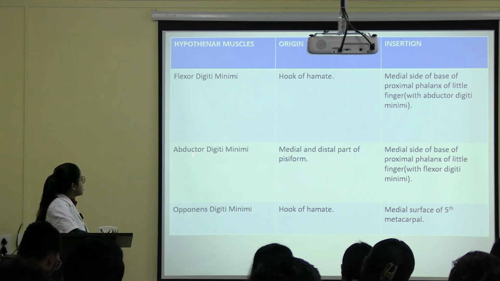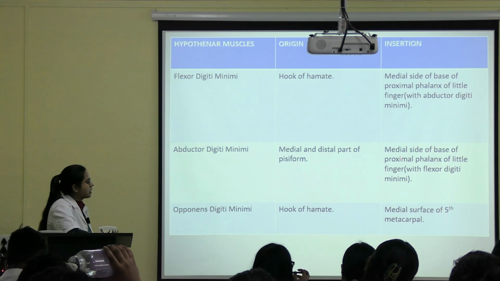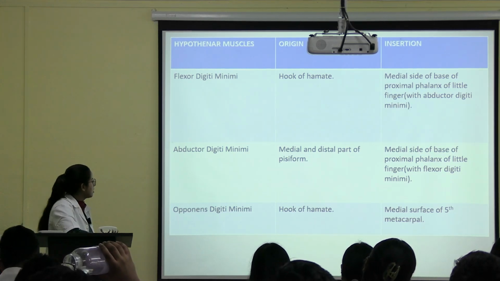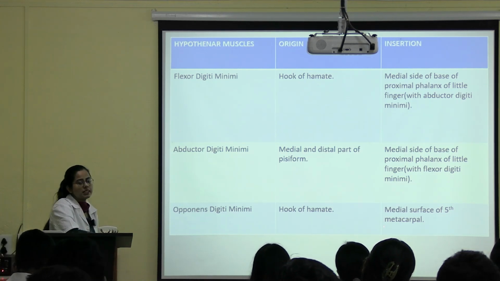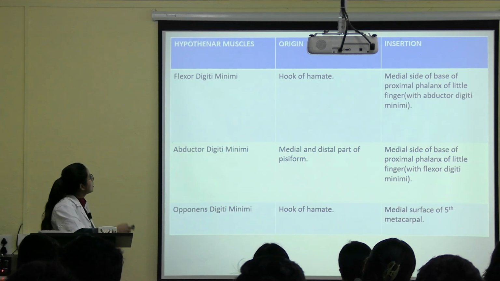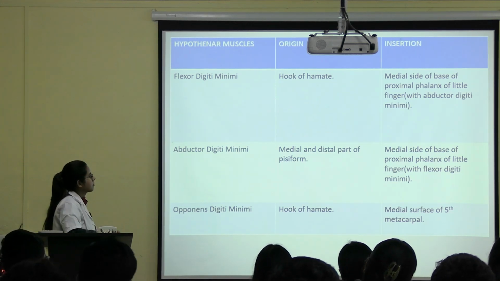Similarly, abductor digiti minimi from medial and distal part of pisiform and getting inserted in medial side of base of proximal phalanx of little finger. Okay. Opponens digiti minimi from hook of hamate and inserted in medial surface of fifth metacarpal. Clear? So these muscles are supplied by which nerve? Ulnar nerve. Clear?